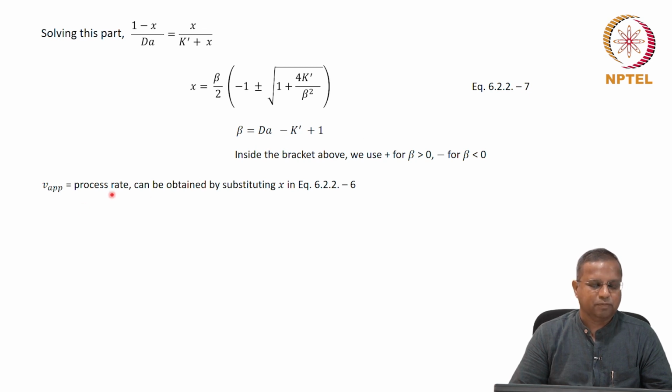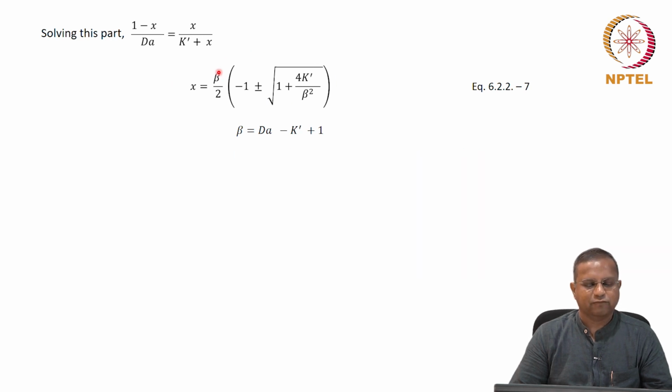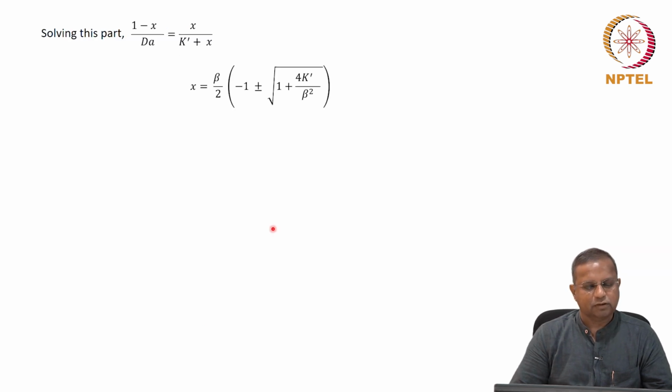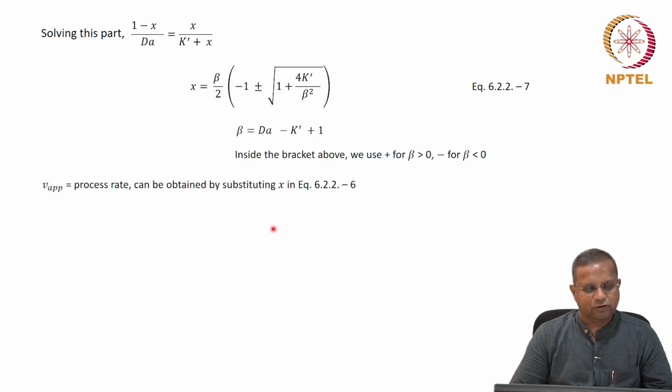Now, the process rate, which is given by V apparent, can be found by substituting x. We have an expression for x and we have V apparent by V max equals 1 minus x by Damkohler number or equals x by k dash plus x. Either one should be fine. Let us see what I have used here, and before that we are going to look at our effectiveness factor.